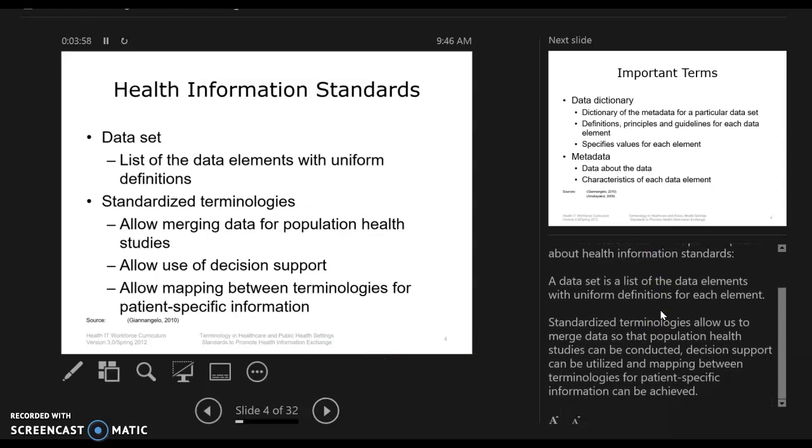Standardized terminologies allow us to merge data so that population health studies can be conducted, decision support can be utilized, and mapping between terminologies for patient-specific information can be achieved. In recent years, we also use these standard terminologies and classification systems to be able to extract data out, de-identify it, and use it for research.